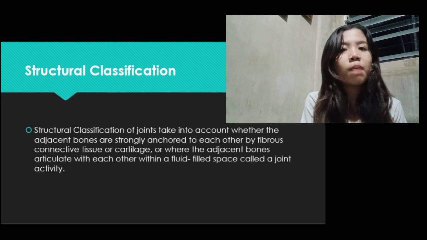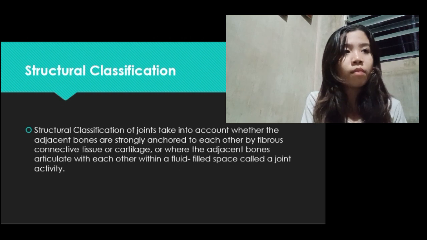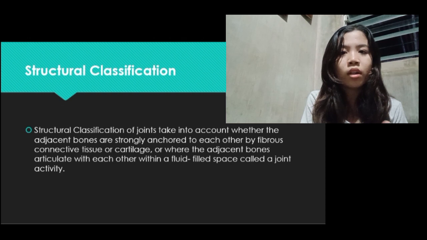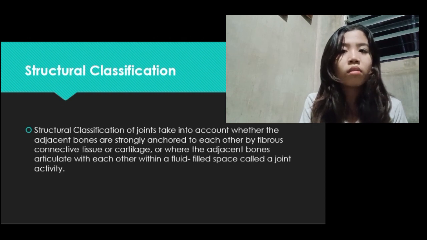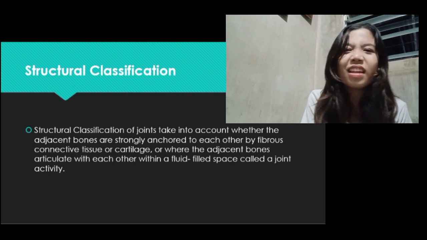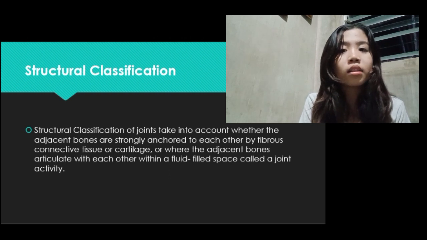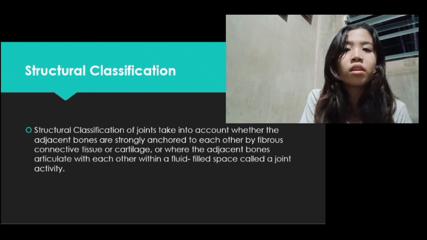So, there are three types of structural classifications. Number one is the fibrous, number two is the cartilaginous, and number three is the synovial joints. Fibrous joints are connected by fibrous tissue. The bones are held closely together by fibrous tissue, and there is no joint cavity. An example of this type of joint is the sutures in the skull. In cartilaginous joints, the bones are joined by cartilage.